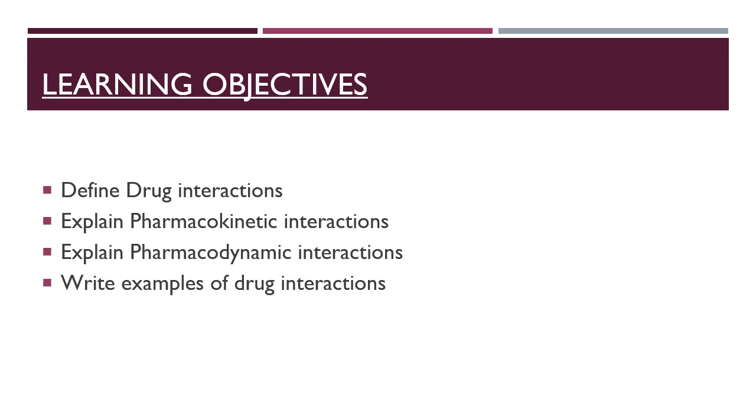So what you are supposed to know? You should know the definition of drug interaction and a few examples of the pharmacokinetic interaction at the level of absorption, distribution, metabolism, excretion, etc. And then some examples of the well-known drugs, the pharmacodynamic interactions. So again, examples of drug interactions.